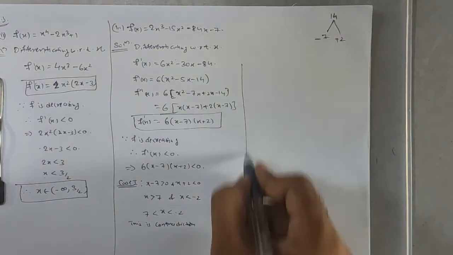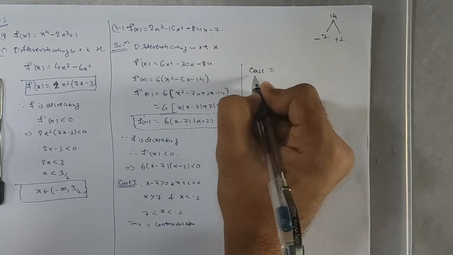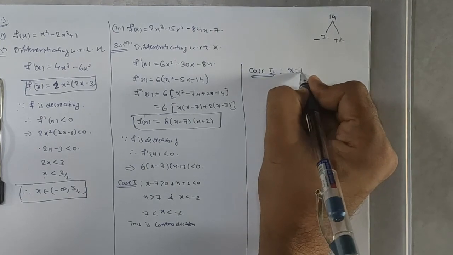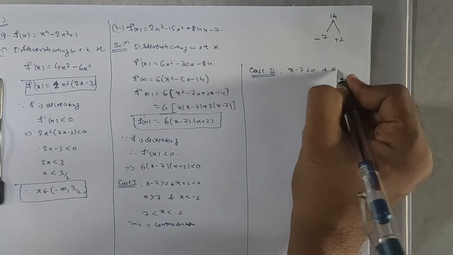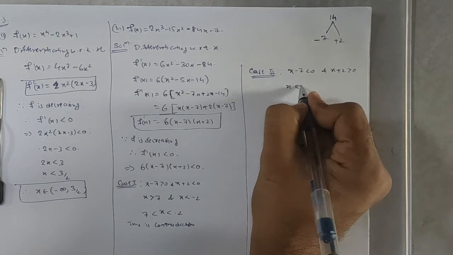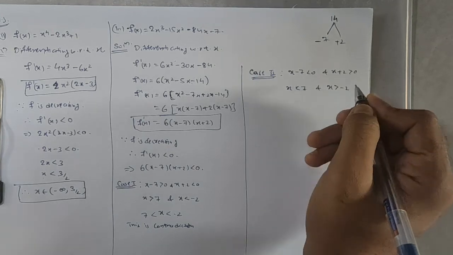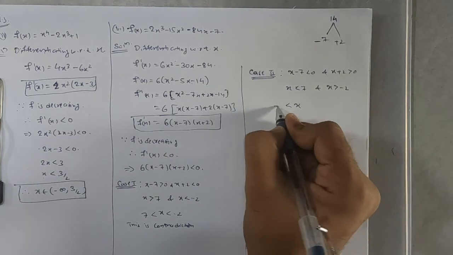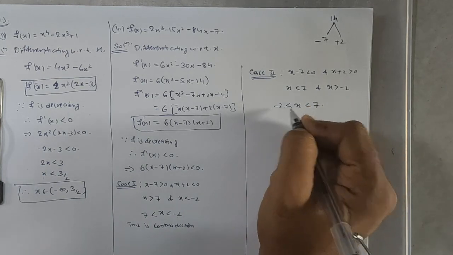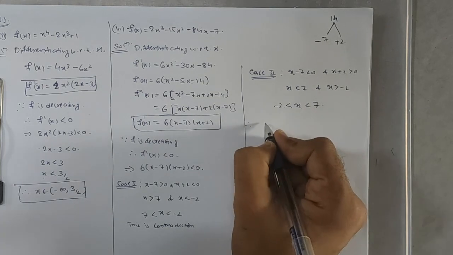Now in the second case, case 2, we take x minus 7 less than 0 and x plus 2 greater than 0. So this implies x is less than 7 and x is greater than minus 2. This is true since x is greater than minus 2 and x is less than 7. x lies between minus 2 and 7.